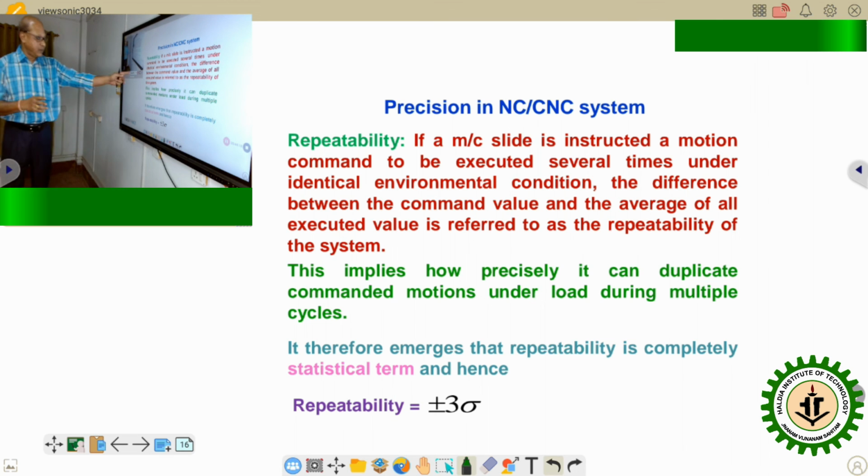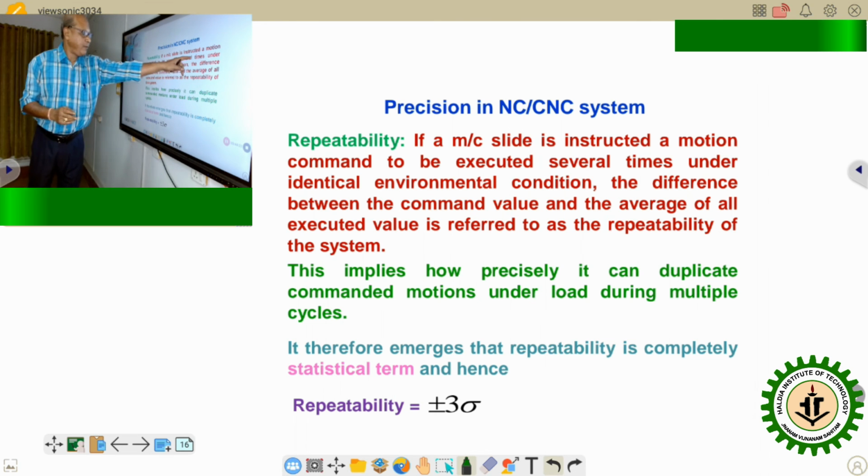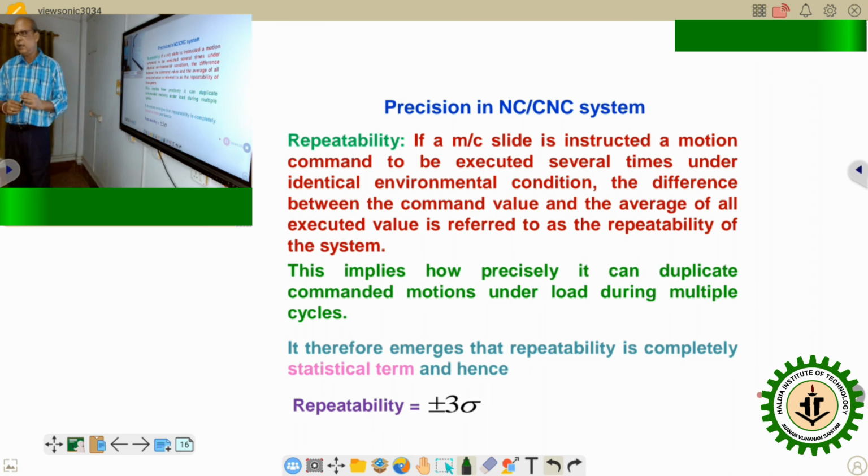In a machine, if a particular command is executed several times under identical conditions, the difference between the command value and the average of all executed values is referred to as the repeatability. So in this case, there is no difference as regards your calculation. Same thing, 100 millimeter or 200 millimeter, it is to be followed or repeated several times.